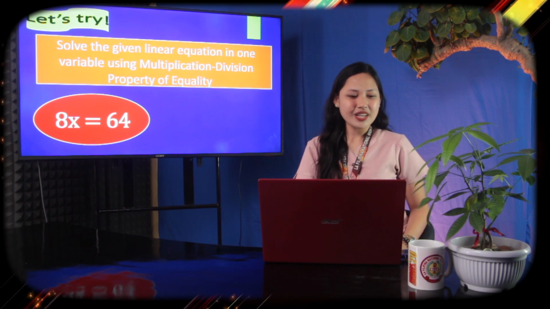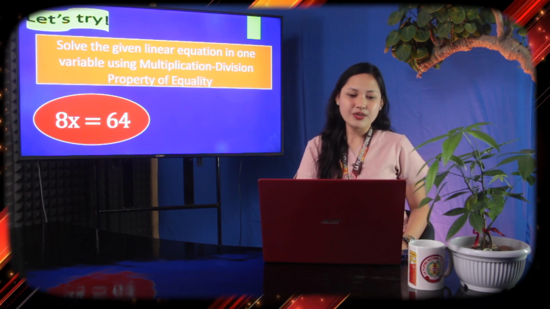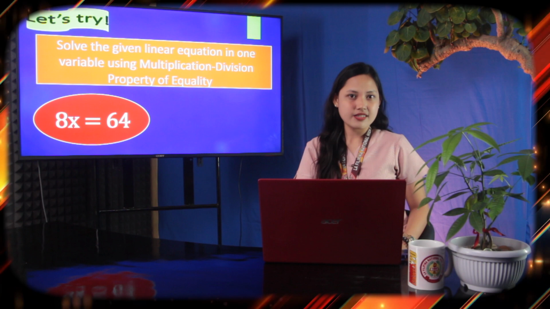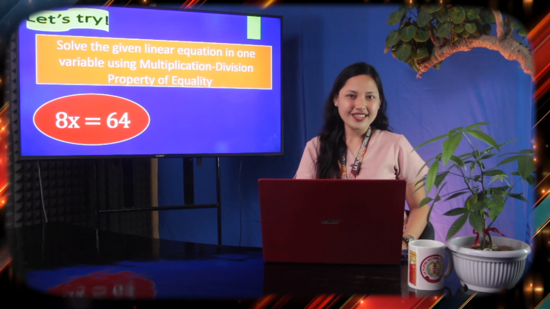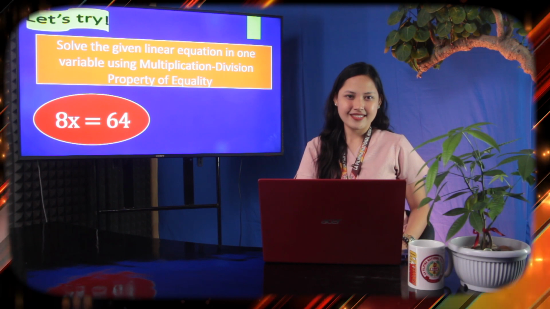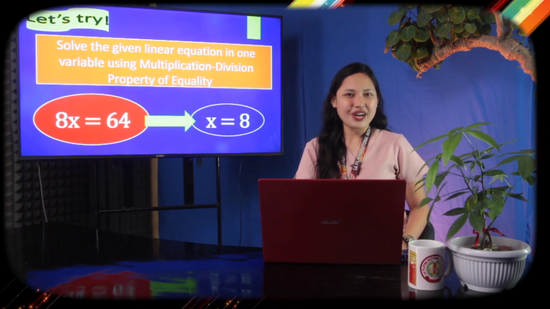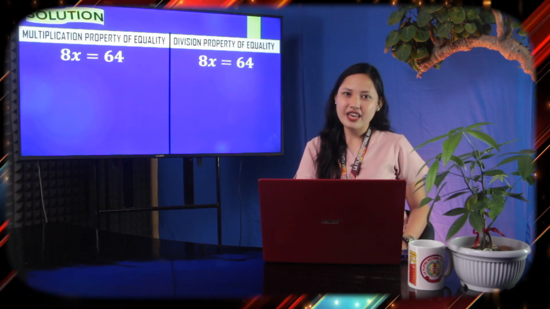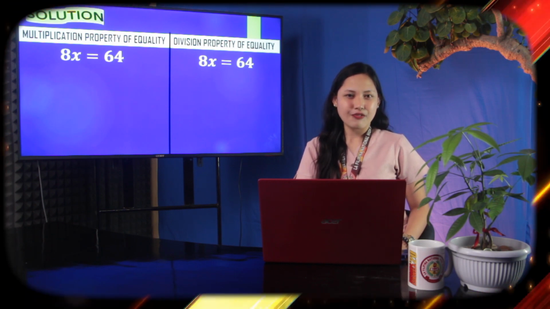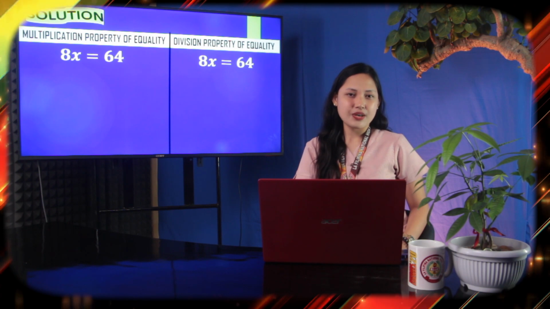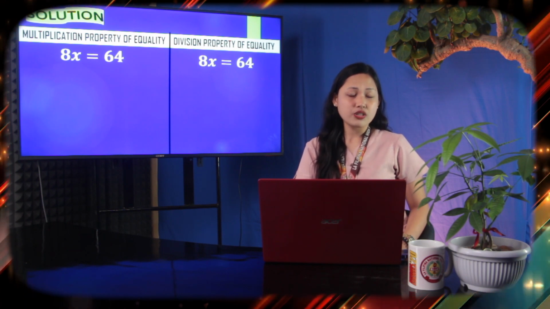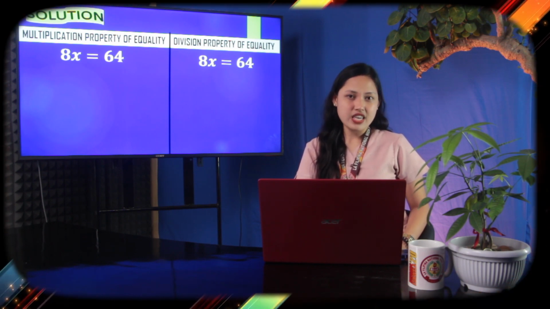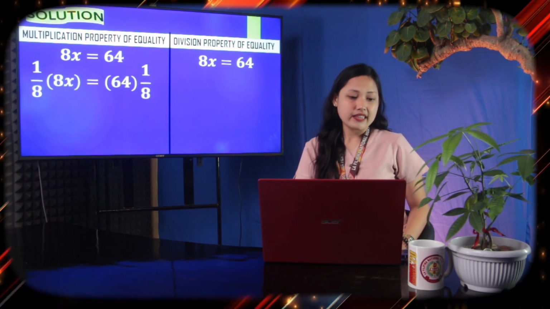Now let's try to solve a given linear equation in one variable using the multiplication and division property of equality. Our linear equation here is 8x equals 64. What is the value of x? The value of x is, very good, x equals 8. If you are using the multiplication property of equality, we have our solution. 8x equals 64. To find the value of x, we have to eliminate the coefficient of x, which is 8, by getting its multiplicative inverse. The multiplicative inverse of 8 is 1/8.